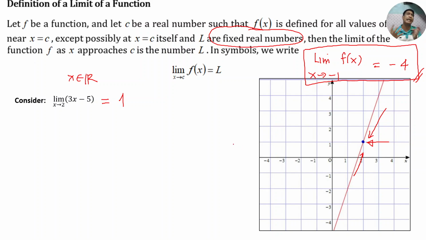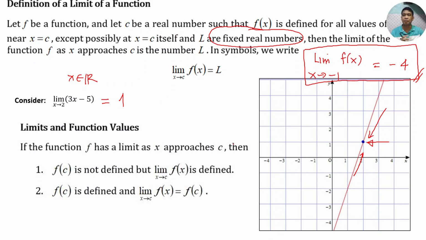paano natin kaya ito marirelate sa function value? So, let us try to check this out. So, limits and function values. So, meron tayong dalawa dito. Yung una, f of c is not defined, but the limit of f of x as x approaches c is defined.